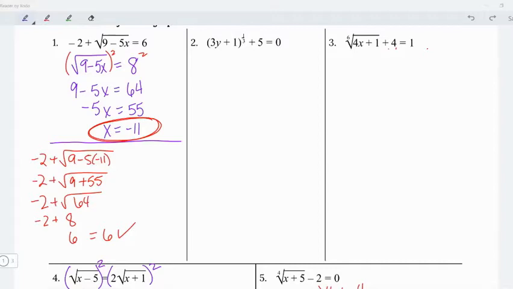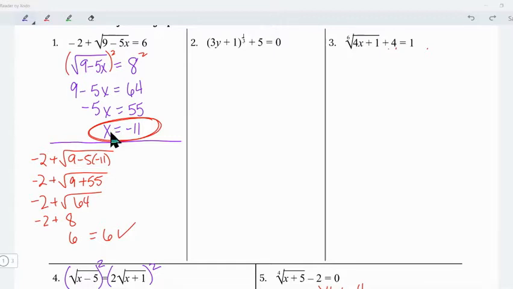Now let's take a look at number 2. So this is actually a radical problem in disguise. If you'll notice, we have the exponent of 1/3, which is another way for us to write out that we're taking the cube root of that expression, 3y plus 1. So in this problem, we still want to get that expression by itself first, just like we would getting the radical expression first before we try getting at the variable that's inside.